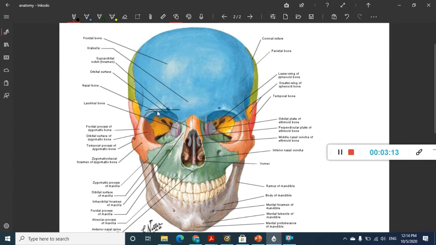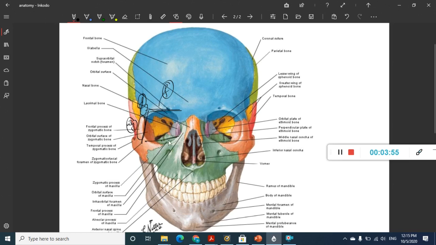This superior margin is formed by the frontal bone only. This is the lateral margin. The upper part of the lateral margin is formed by the frontal bone, whereas the lower part of the lateral margin is the zygomatic bone. In detail, the upper part of the lateral margin is formed by the zygomatic process of the frontal bone, whereas the lower part is formed by the frontal process of the zygomatic bone.